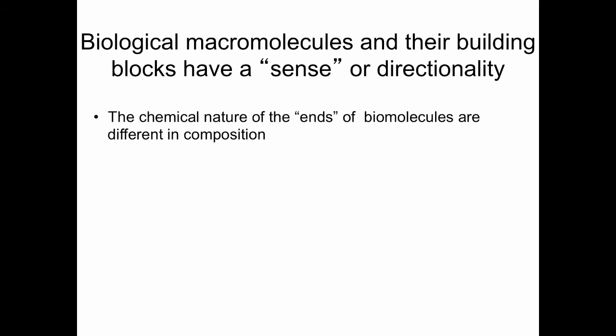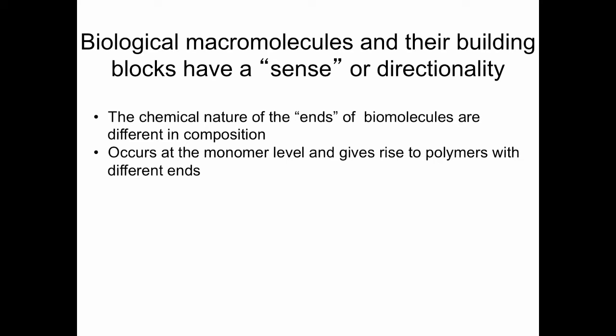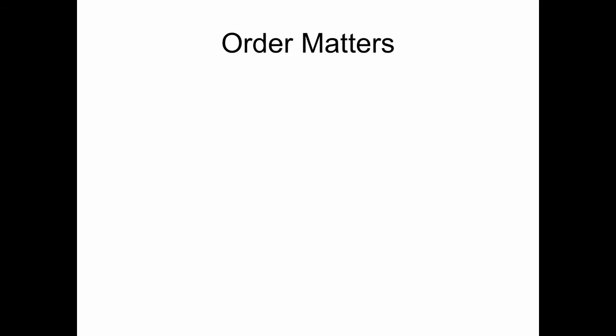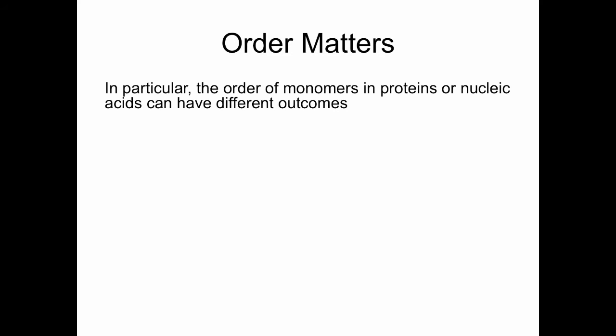Biological macromolecules and their building blocks have a sense of directionality. So what that means is the chemical nature of the ends of biomolecules are different in composition. This occurs at the monomer level and gives rise to polymers with different ends. And the chemistry of polymerization occurs in a specific orientation. In addition, the order in which monomers are assembled into a polymer also matters. In particular, the orders of monomers in proteins or nucleic acids can have different outcomes.